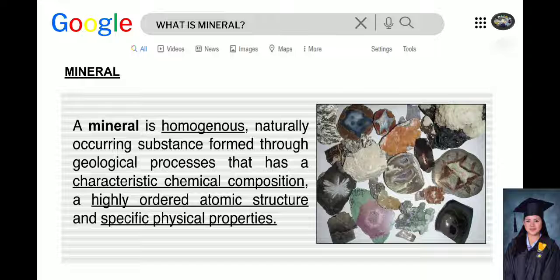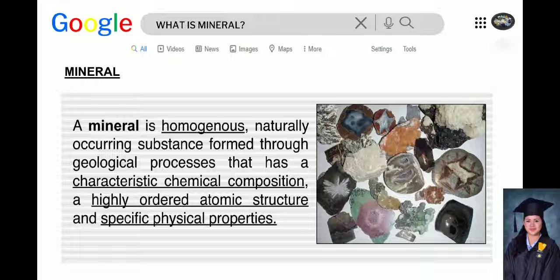First of all, what is a mineral? A mineral is a homogeneous, naturally occurring substance formed through geological processes that has a characteristic chemical composition, a highly ordered atomic structure, and specific physical properties. So, a mineral is a naturally occurring inorganic substance which has a definite chemical composition, normally uniform throughout its volume. In contrast, rocks are collections of one or more minerals.